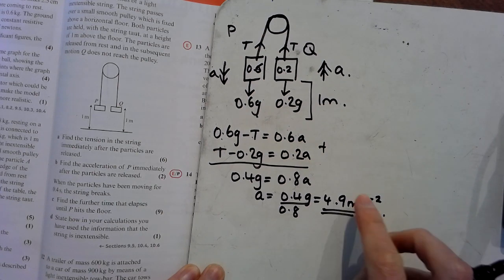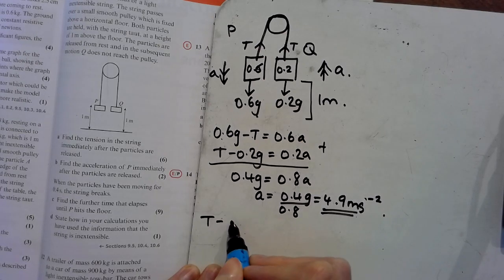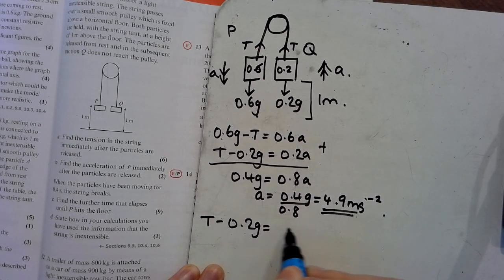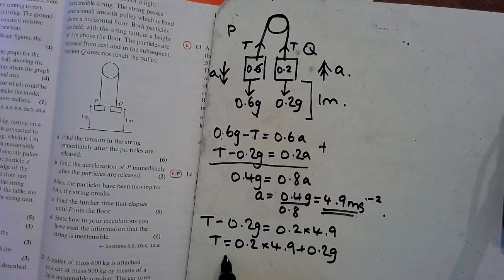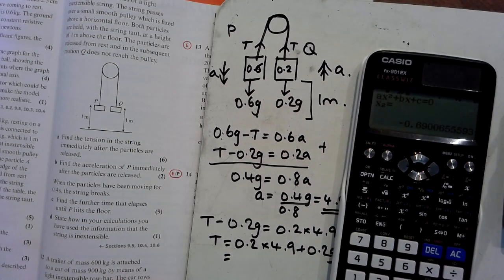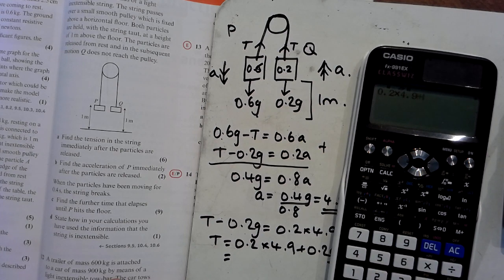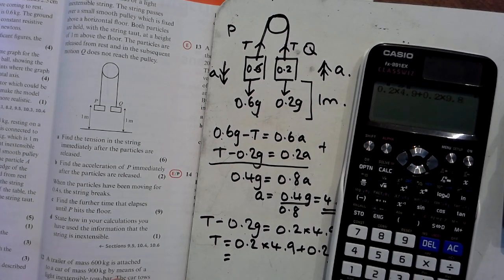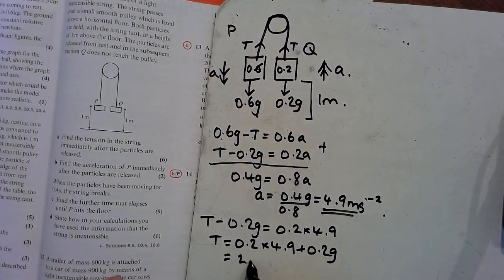and plug that back into here. So I've got T minus 0.2g equals 0.2 times 4.9. So T is 0.2 times 4.9 plus 0.2g, and I'll put that in my calculator. So that's 2.94 newtons.